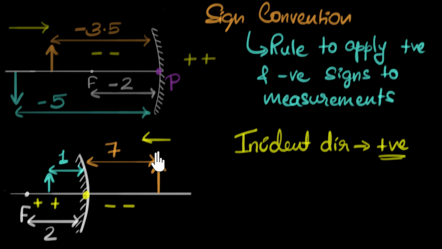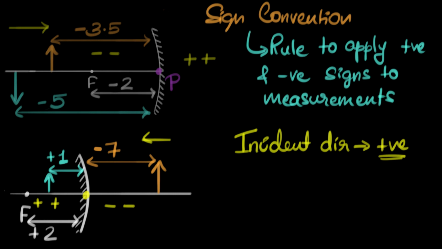And so the object is on the negative side, so it'll get a minus sign. The focal length, however, notice is on the positive side. The focus is on the positive side, so this focal length is positive. And similarly, if you look at the image, it's on the positive side, so that image distance would be positive.